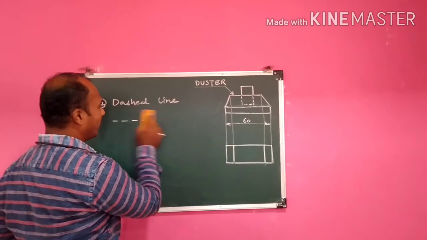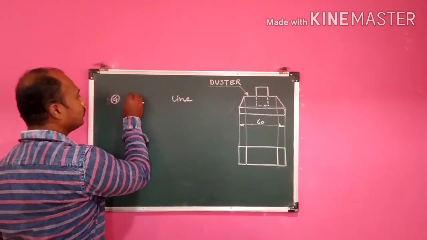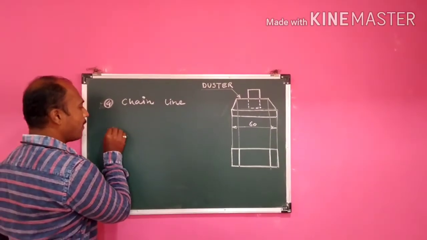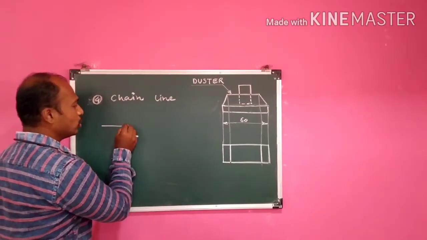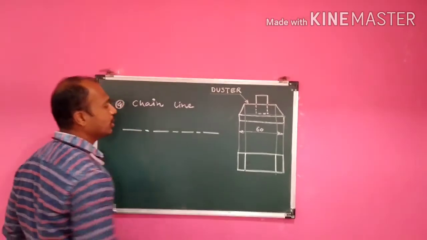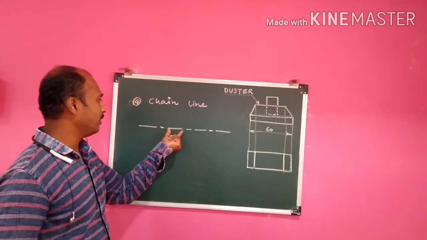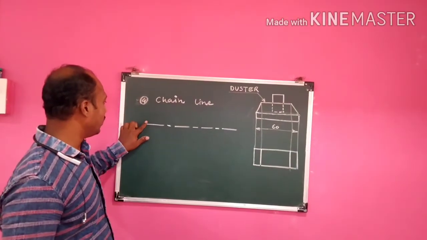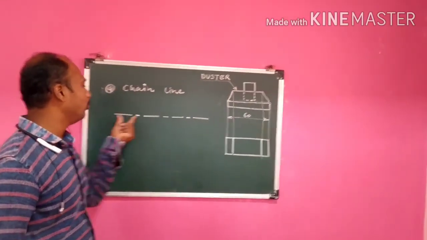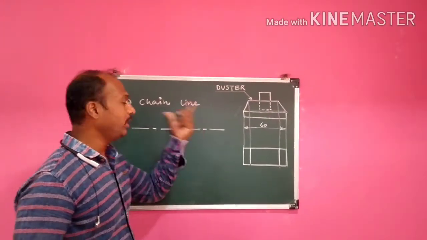Okay. Then the next type of line is the chain line. The chain line is like this: one bigger dash, small dash, bigger dash, small dash, like this. But remember one thing: both ends of the line should be a bigger dash. The end of the line should be a bigger dash.